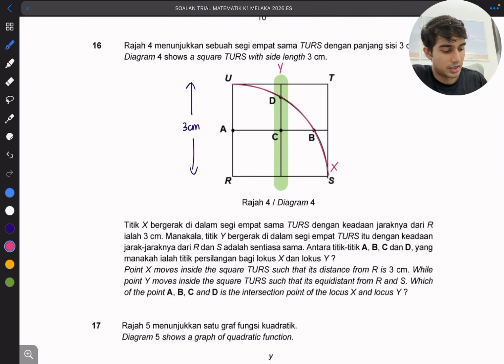Which points ABCD is the intersection of locus X and locus Y? So intersecting means here. They're both intersecting at D. Done.